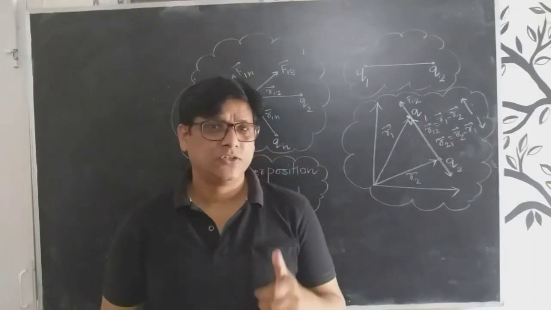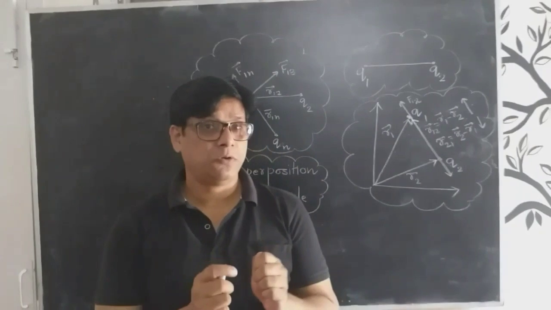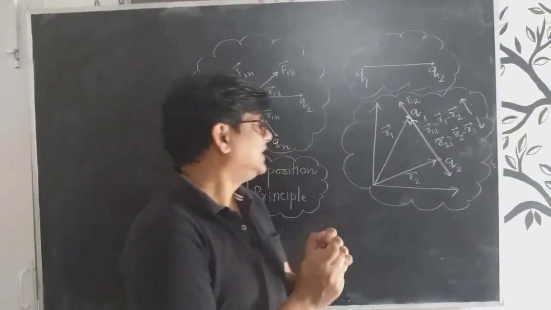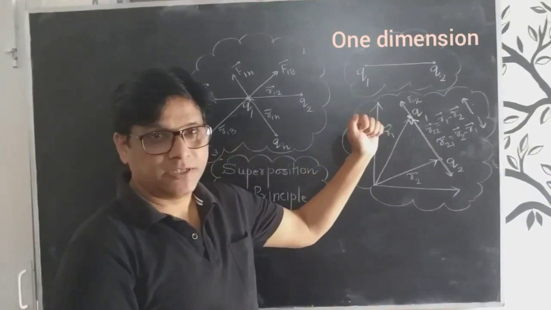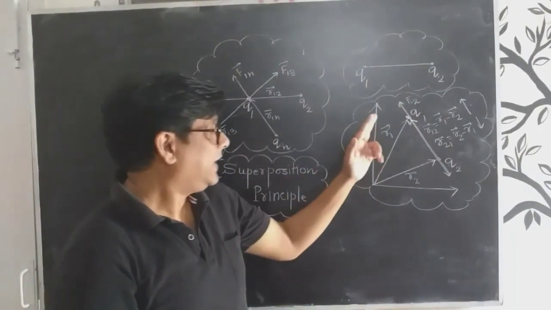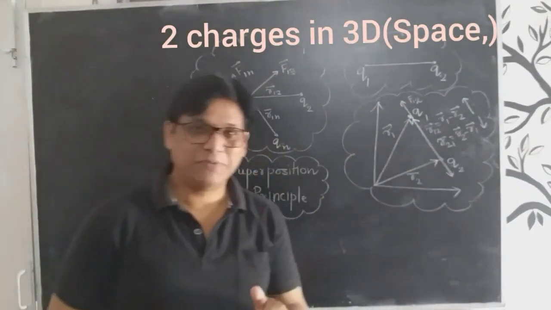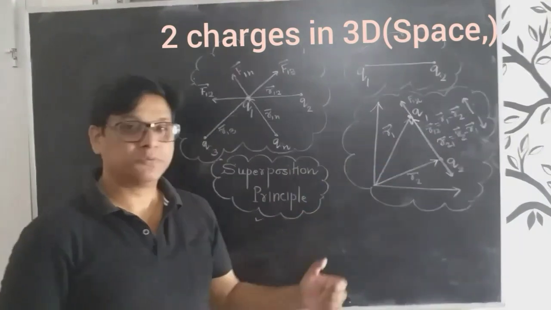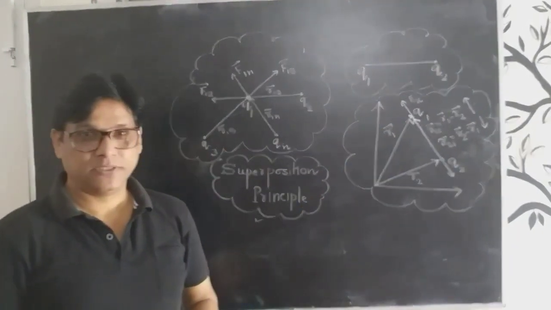So in the last class, we discussed Coulomb's law and the vector forms of Coulomb's law. We discussed that if there are two individual charges present in one dimension, then with the help of Coulomb's law, how to find the force between them. And if the two charges are in air, that is in three dimensions, then how to use Coulomb's law vectorially to find the force.